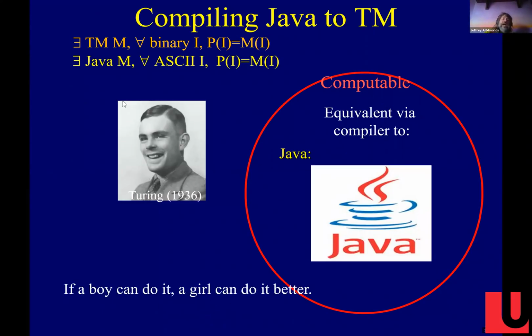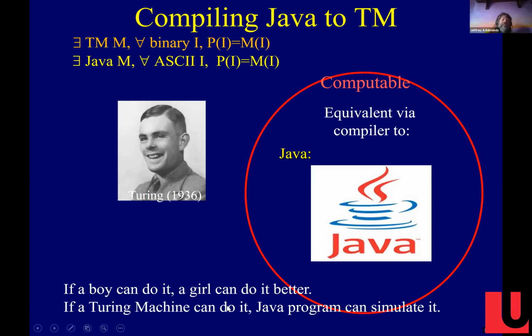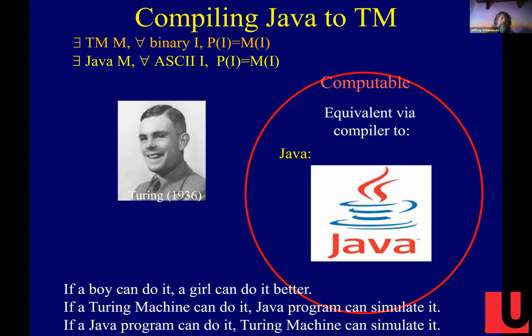Now we're going to say if a Turing machine can do it, a Java program can do it. If a Java program can do it, a Turing machine can do it. We're showing that they're equivalent. If a Turing machine can do it, then a Java program can simulate it. Similarly, if a Java program can do it, then a Turing machine can do it. Does that make sense?